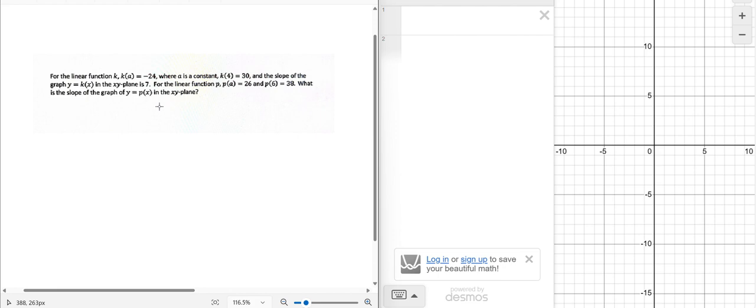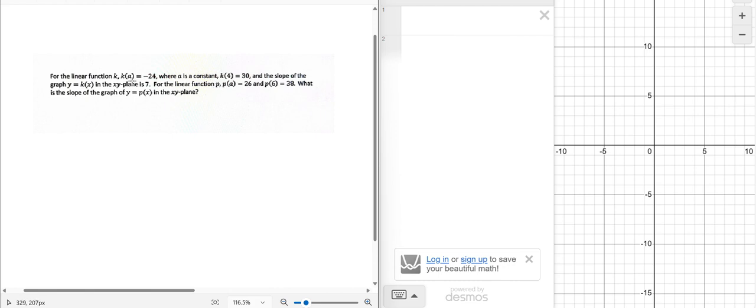And next, it is saying, for the linear function p, p(a) equals 26 and p(6) equals 38. What is the slope of the graph of y equals px in the xy plane? So what we understand from here is that first we need to take out the value of a. How will we take it out? I will show you in Desmos. After taking out the value of a, we will directly put this value of a here, and then we'll take out the slope of this function p.